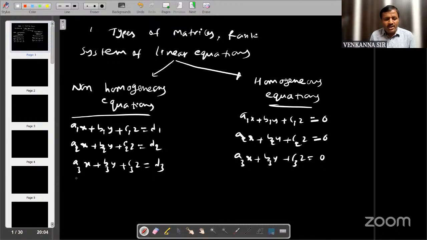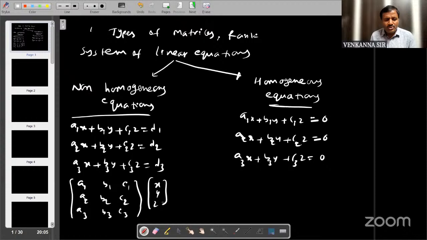Then how to write the matrix form of these equations? The matrix A1, B1, C1, A2, B2, C2, A3, B3, C3, into XYZ, is equal to D1, D2, D3. So this is the matrix form of the non-homogeneous equations: Ax is equal to B. A is the coefficients matrix, X is the variable matrix, B is the constants matrix.